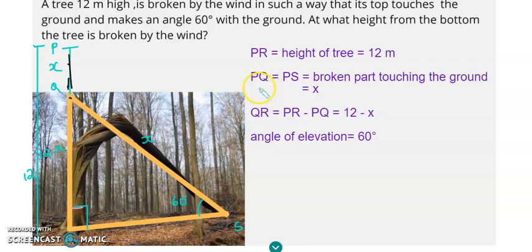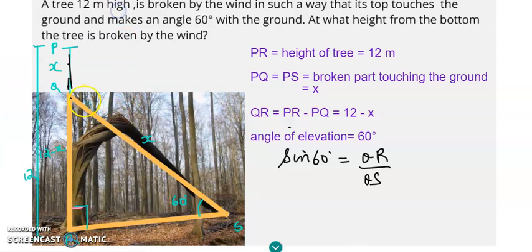So therefore, I've labeled PQ equals to PQS is the broken part touching the ground, which is x. QR is the standing part, which is PR minus PQ, 12 minus x. And we need to find what? The height of the bottom of the tree that is broken. That means I need to find 12 minus x, right? So what kind of a rule can I get here? 12 minus x, that is QR and QS. What rule do I have here? Yes, it's the sine. So sine 60 is equal to QR divided by QS.